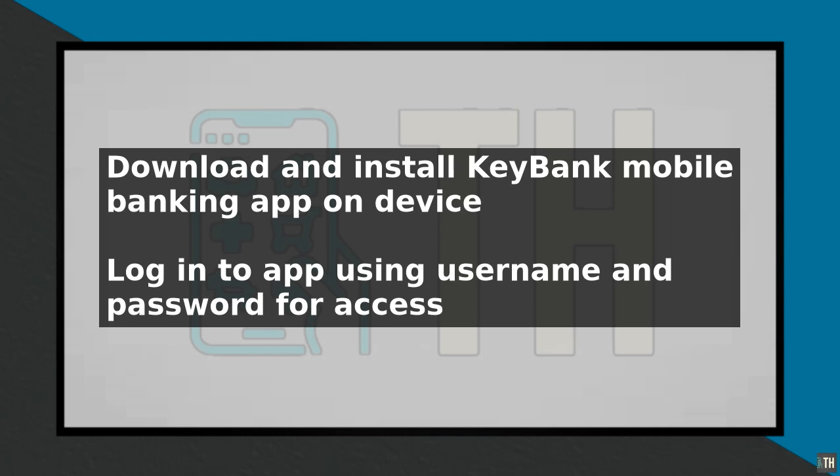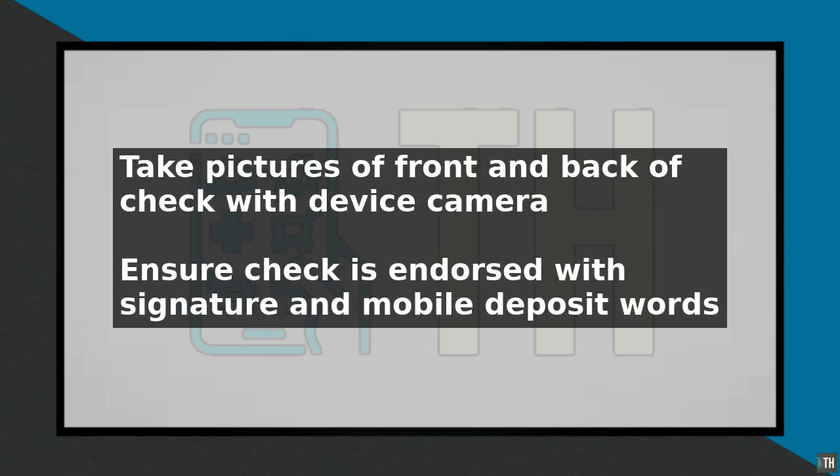First, log in to the app using your username and password. If you are a new user, you may need to enroll in mobile banking and set up your account. Once you are logged in, select the deposit option from the main menu. Choose the account you want to deposit the check into and enter the amount of the check.